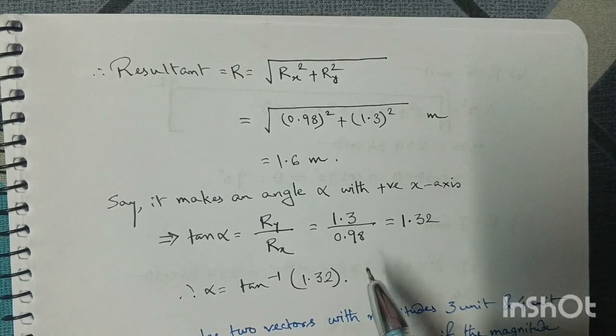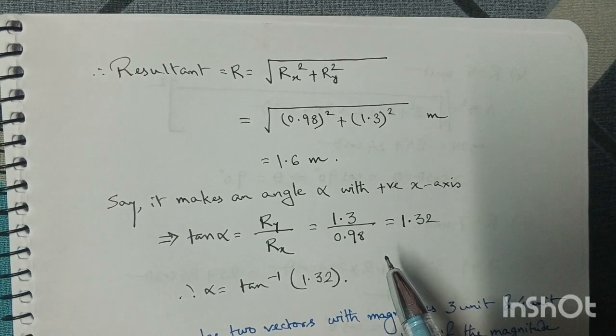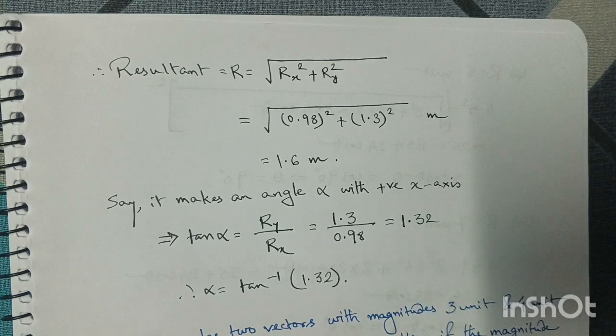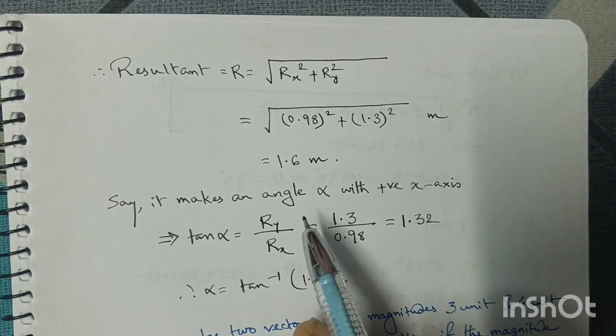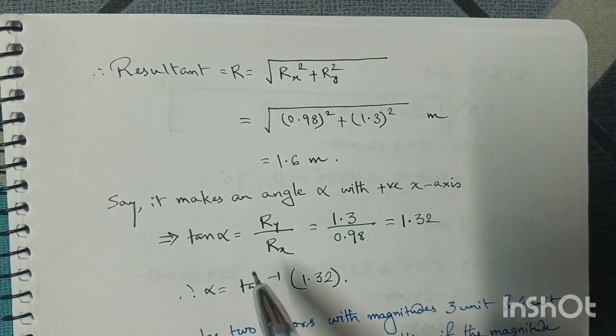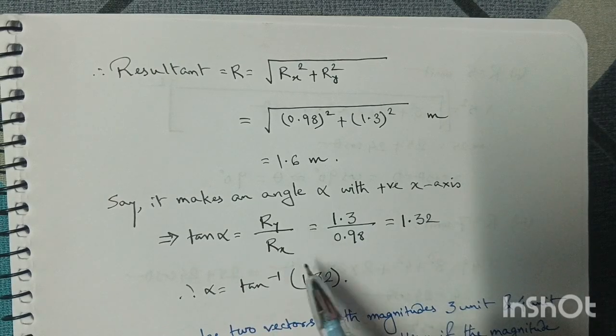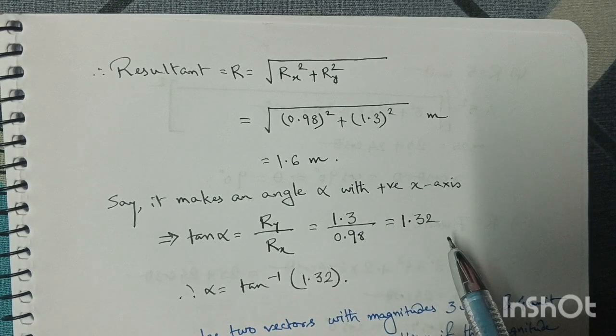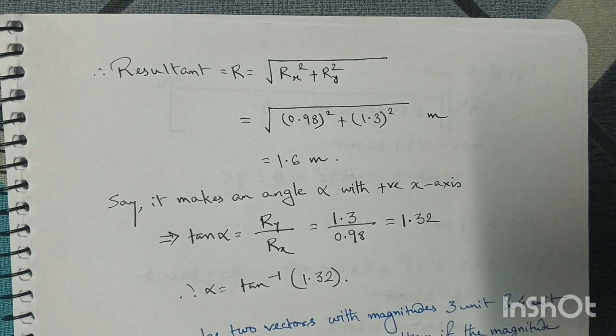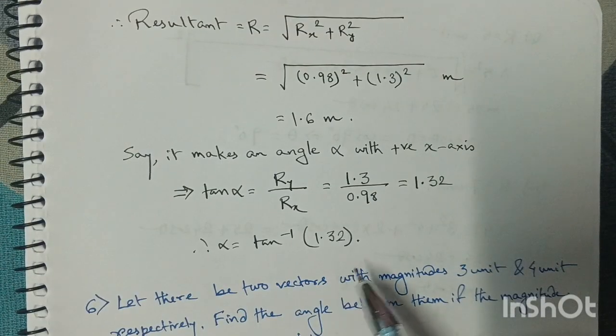Now to get the angle that the resultant R makes with the positive direction of the x-axis, let's say it is alpha. Therefore tan alpha is equal to Ry by Rx, equal to 1.3 by 0.98, equal to 1.32. Therefore alpha is equal to tan inverse 1.32. You can calculate it using a scientific calculator.